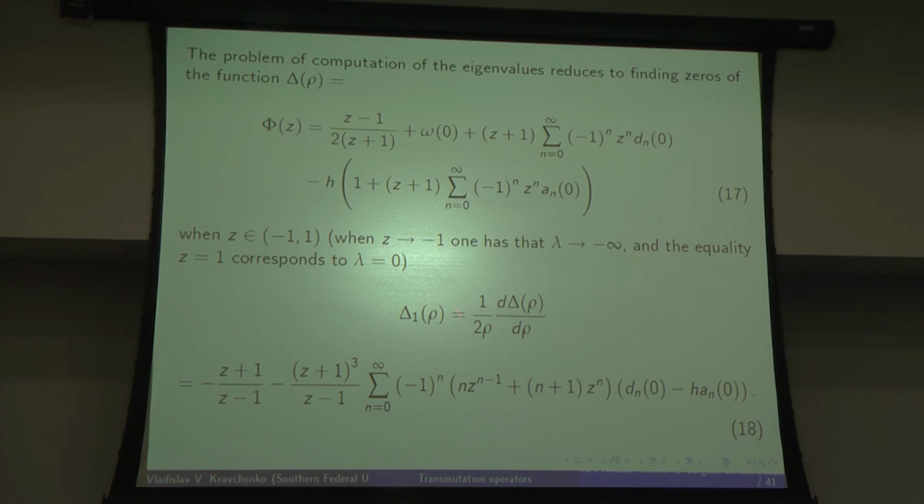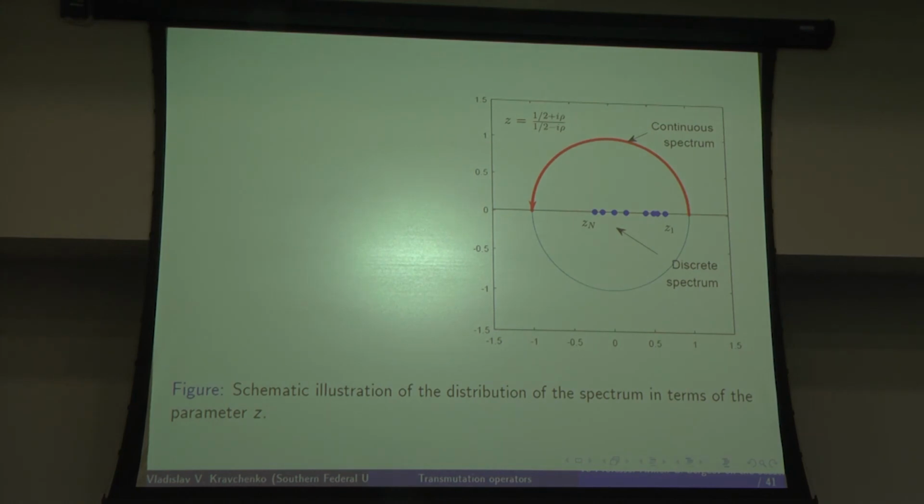Now, for this quantity, we also have such a representation. And schematically, in terms of z, where is the spectrum of the problem on the half line? Look, here is the discrete spectrum just on this interval from -1 to 1. And here is the continuous spectrum. So what we should do is just two simple calculations on two finite intervals, nothing else.